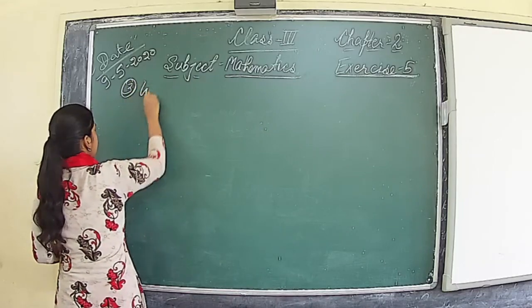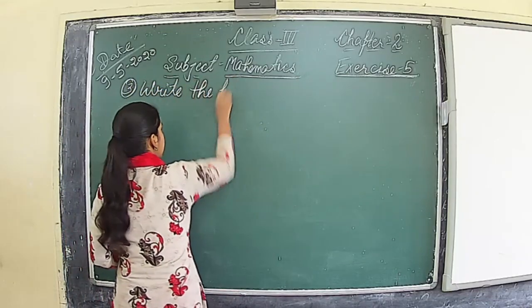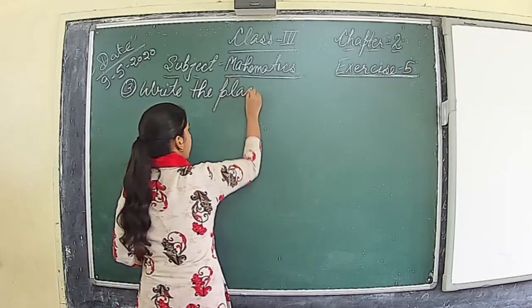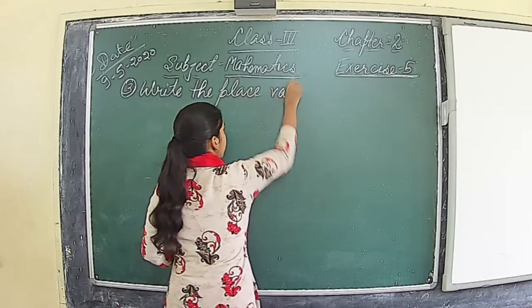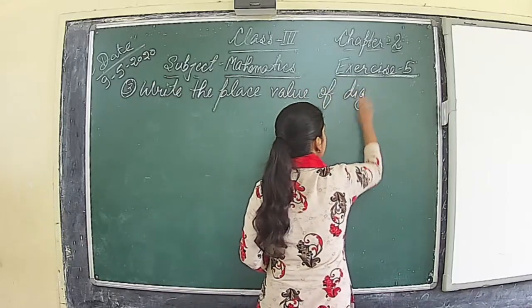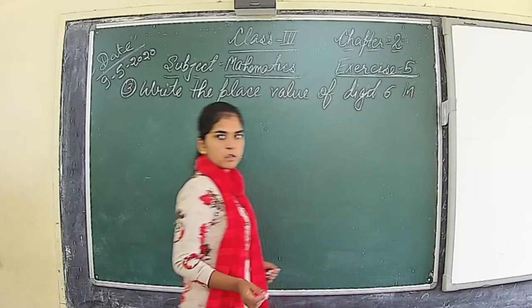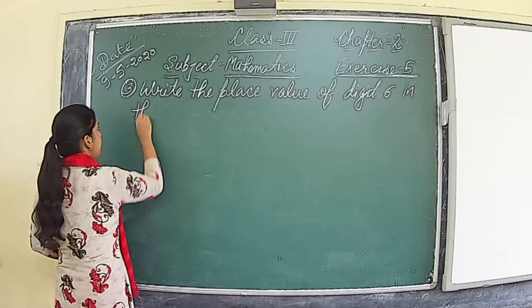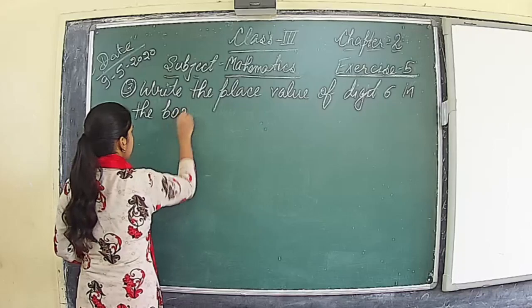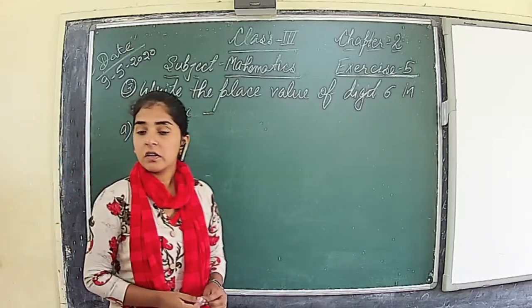Write the place value of digit 6 in the box. Okay. So the first number is 361.